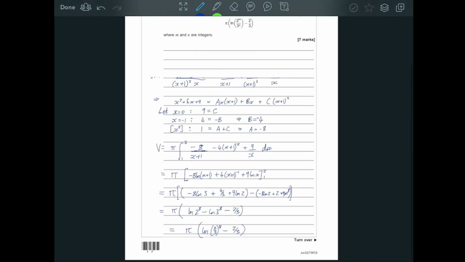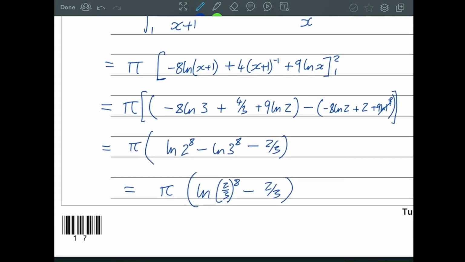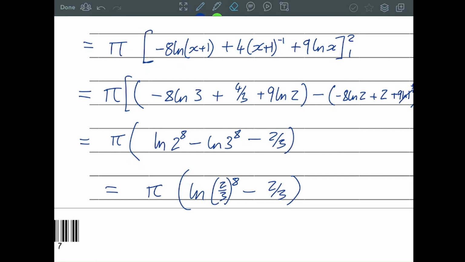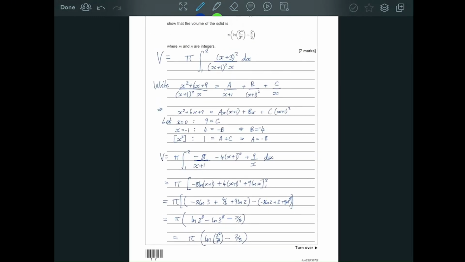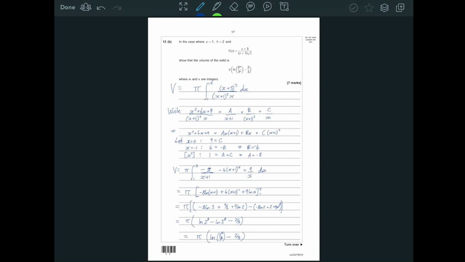Is that how they wanted me to write it? Not really. They wanted the power written separately on the two terms. So let's do it exactly as they have requested. So that is pi times ln. Turns out the m and the n are identical. Was that really surprising? Probably a little bit, but it's not a problem at least. And we have the minus 2 thirds on the end. 7 marks there for quite an elongated integration question.